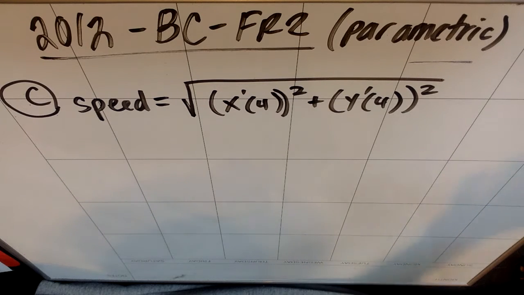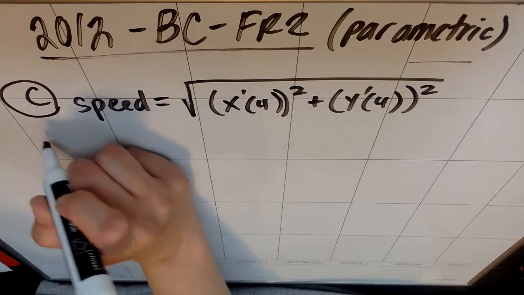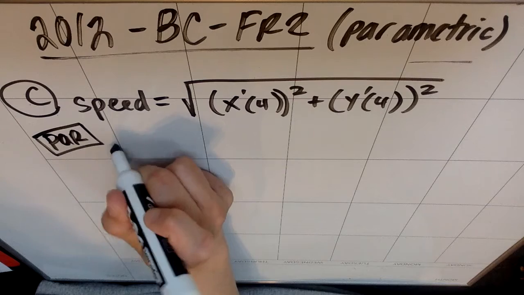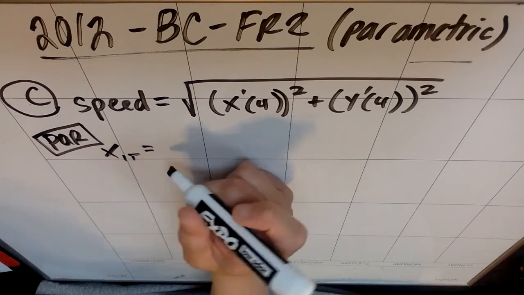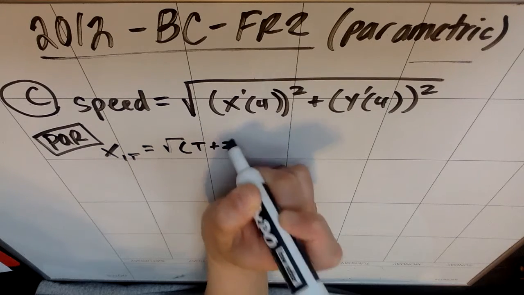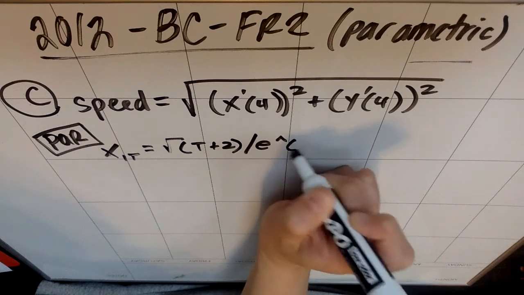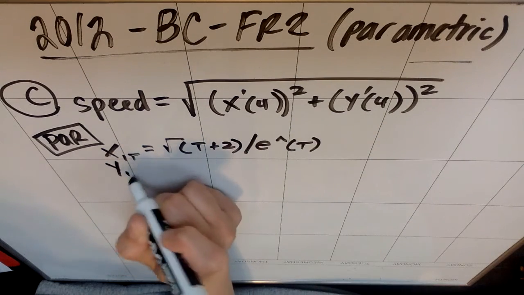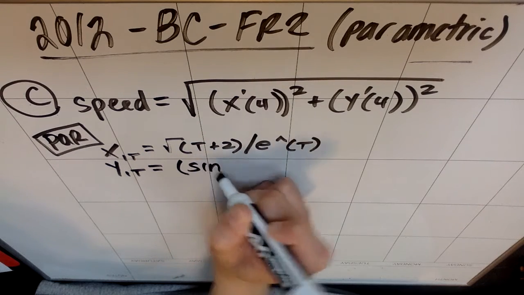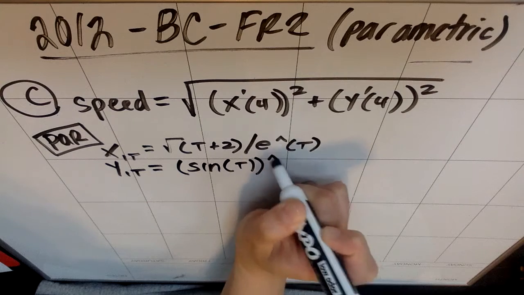You can type x prime and y prime into your calculator, that's fine. If you were choosing to use parametric mode, again, this is just a preference. It's up to you what you choose to do. If you're in parametric mode, so if you go to mode and you pick pair, then you can use x1t, and you can type your x1t in as the square root of t plus 2 divided by e to the t. And you can type your y1t in as, in parentheses, sine of t whole quantity squared, right?